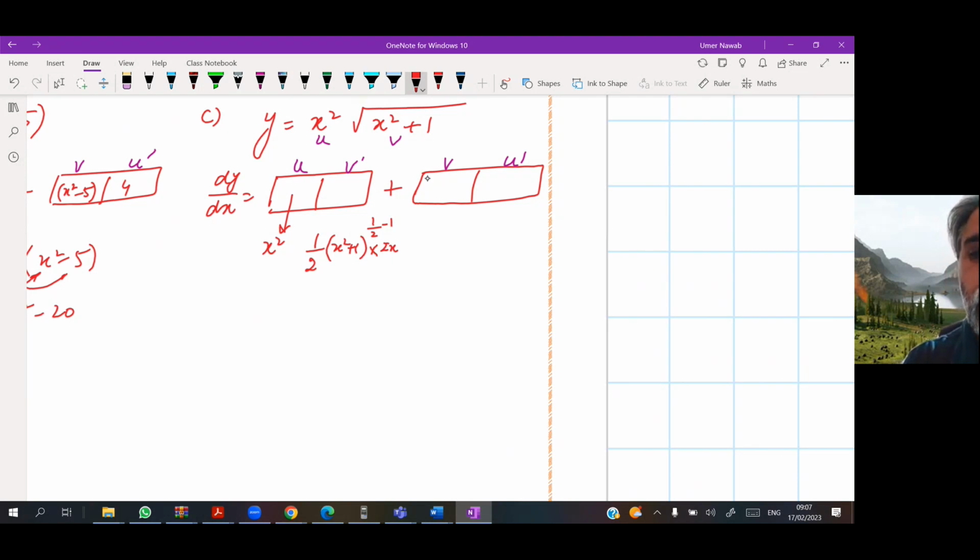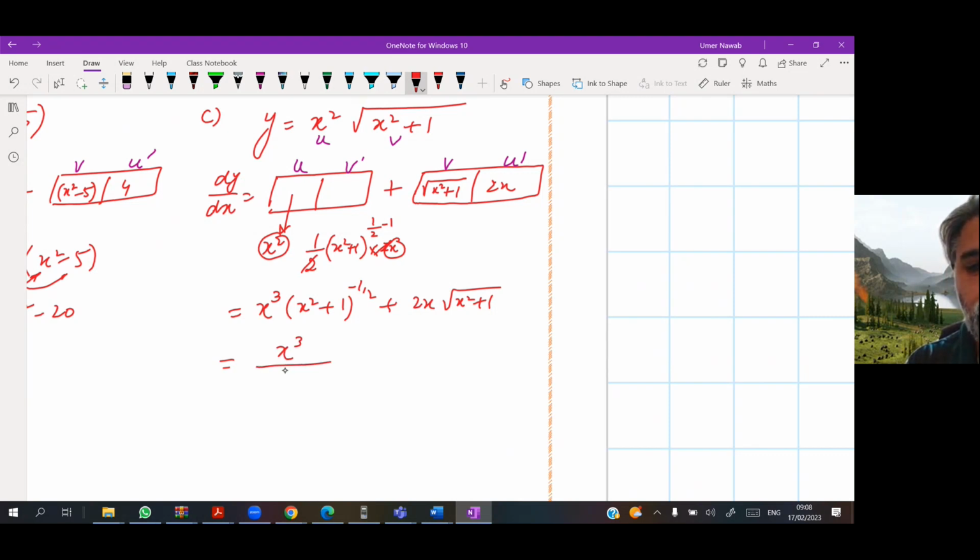Now what is my V? Square root of x squared plus 1. And the derivative of x squared is just 2x. Now this 2 cancels with this 2, and this x multiplies with this x squared, and it gives you x to the power 3. And x squared plus 1 raised to power minus 1 over 2, plus 2x square root of x squared plus 1. We can simplify it further if you want. Otherwise, if the examiner didn't mention it, you can stop here.